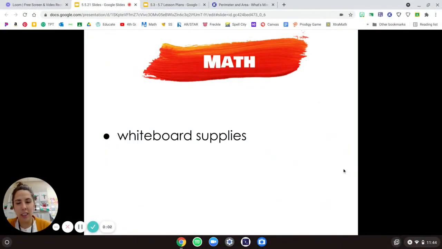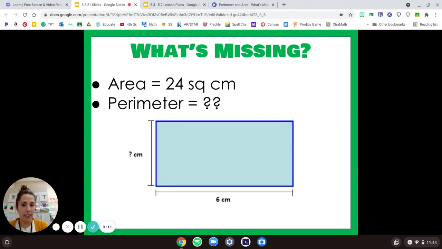Hey, fourth graders, today you're going to need some sort of whiteboard or just loose leaf paper, something to sketch out some problems on. So first thing we're going to do is figure out what's missing. Well, one, we know we're missing our length, but we need to figure out what our length is and what our perimeter is then. So let's think through.